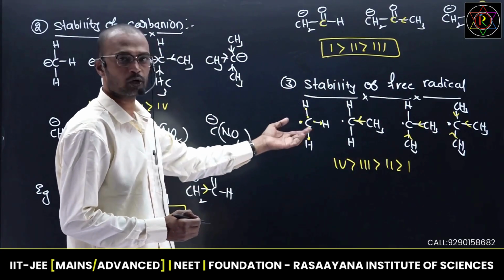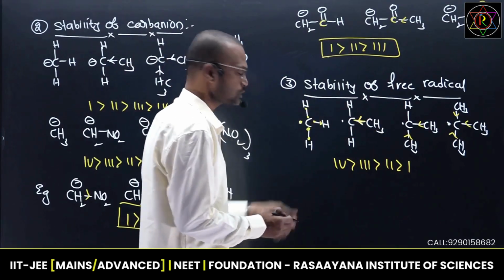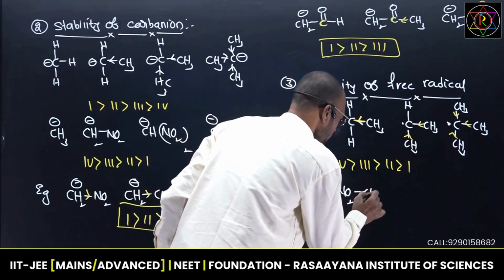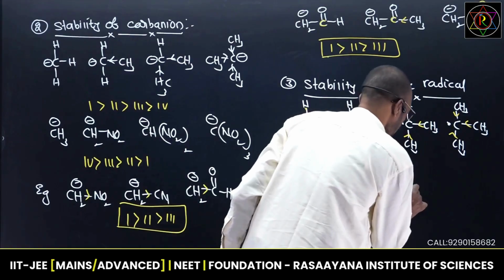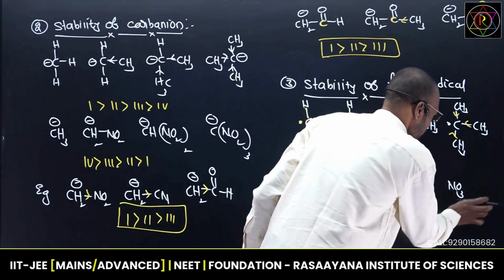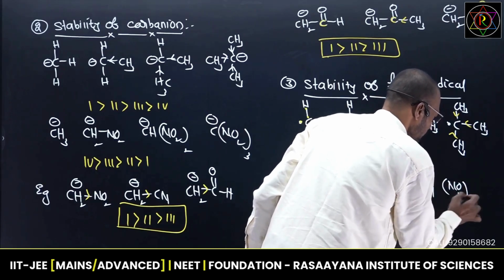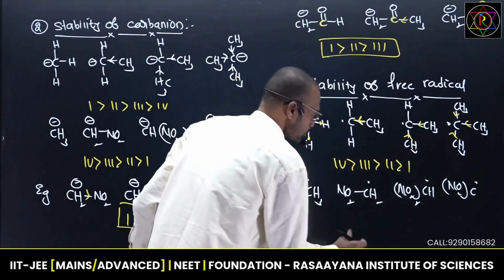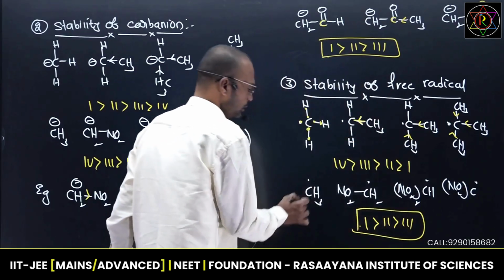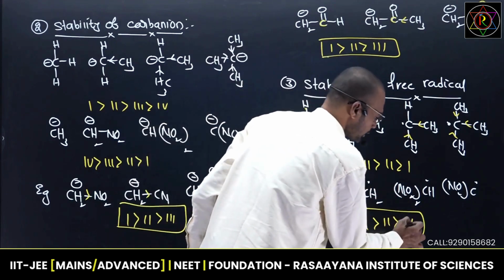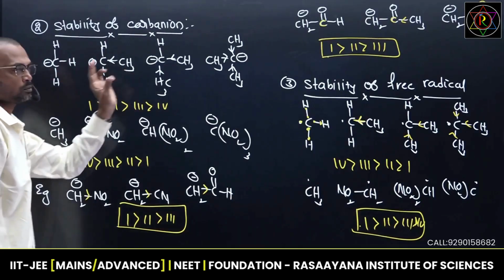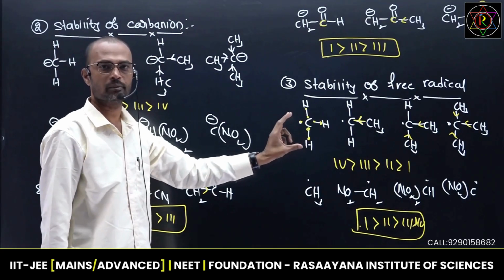Suppose I substitute any withdrawing groups over here, it is quite opposite, similar to carbocation. So here one withdrawing group I have written, then 2 withdrawing groups I am writing, NO2, CN, then 3 withdrawing groups I am writing, NO2. Okay, so I can say that first one is more stable than second one, more stable than third one, and finally fourth one. That is the stability order for a free radical. Free radical stability is almost equal to carbocation stability.